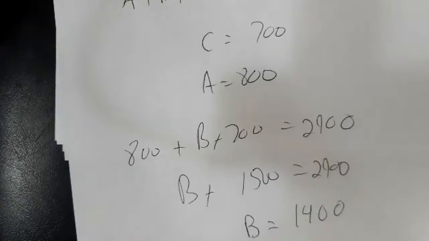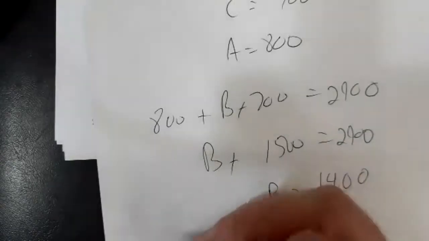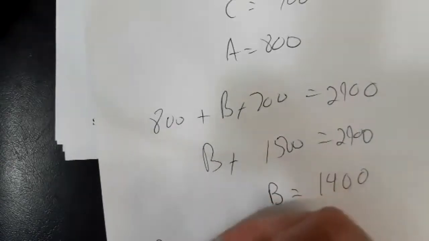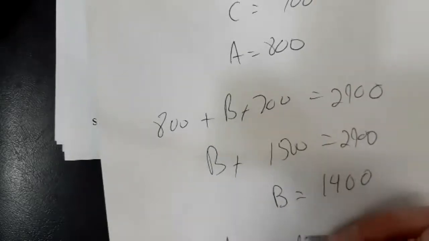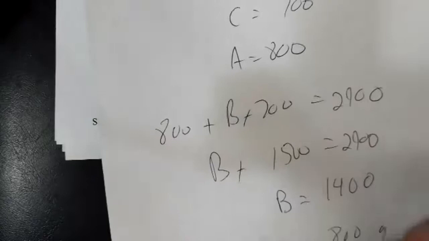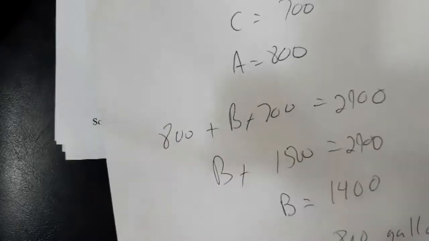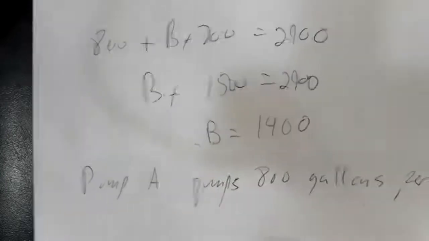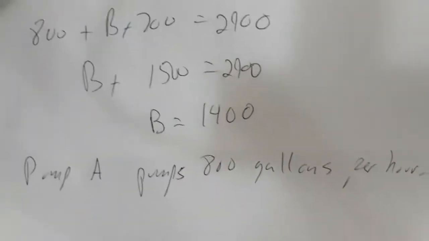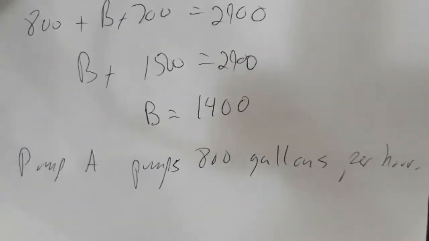So if we want to go back and interpret these things, where am I? So A is 800. So pump A. I should go back and write them a sentence. So typically, if we were solving these things, we would go back and write the ordered triplet, right? Or ordered triple.